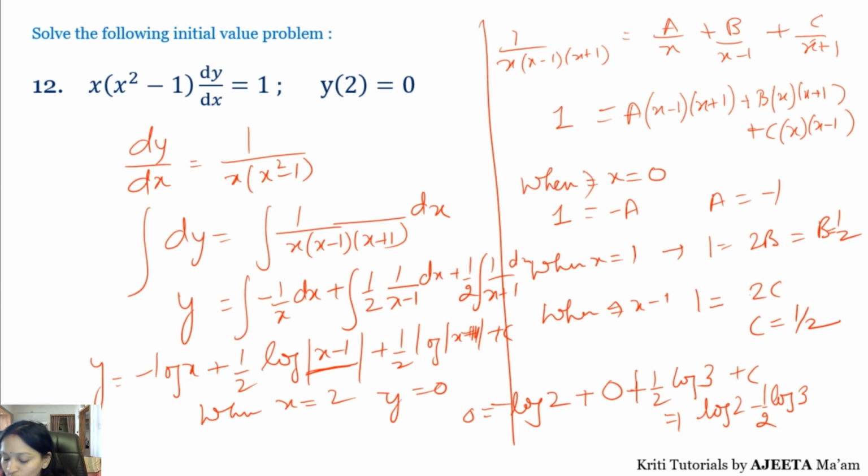Correct? Now, let's put this value and get the final answer. So, what will be your final answer? The entire thing, and in place of C, you will put this value. So, that will be your final answer.